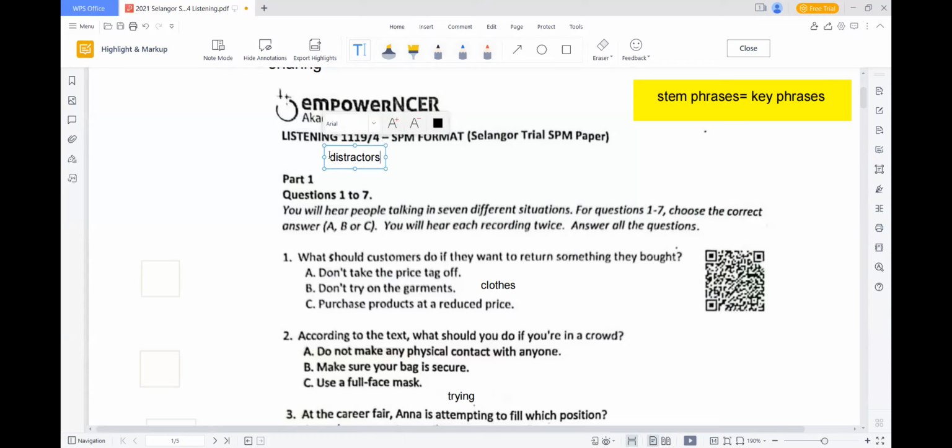Just because you hear the words doesn't mean that it's the answer. You have to listen. You have to know what the question is. What is the key phrase here? So let's look at the first question. Kajun, can you help me to read the first question and also the options here? Okay. What should customers do if they want to return something they bought?